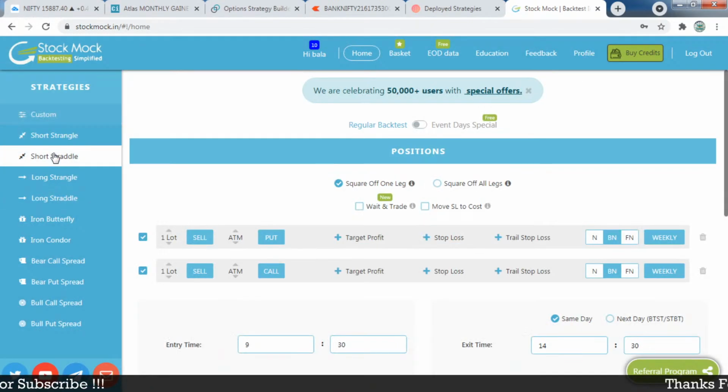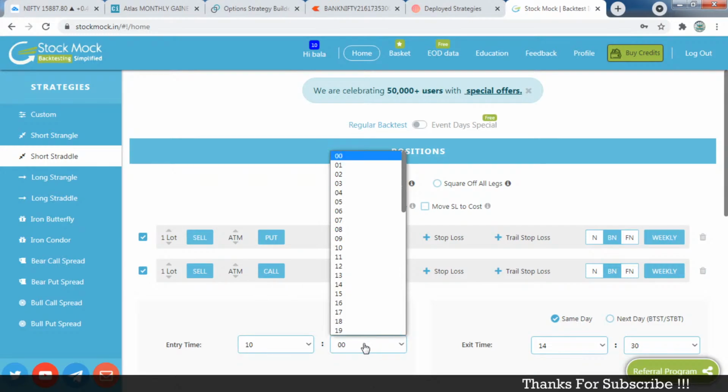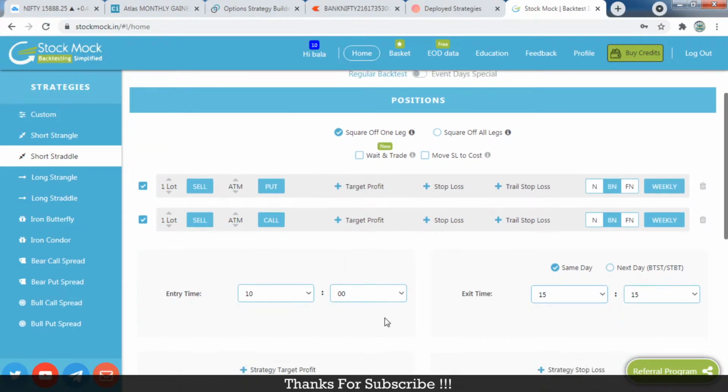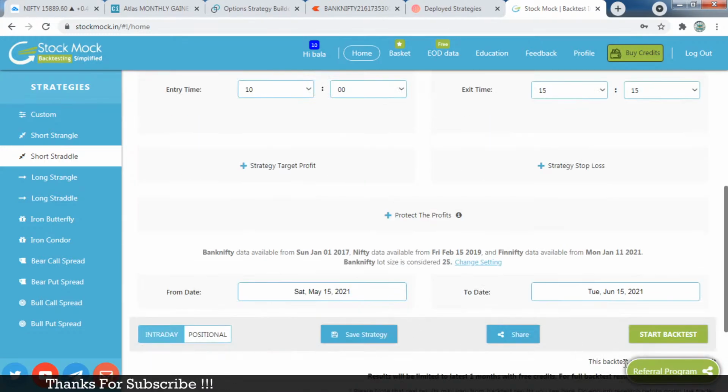Short straddle. So we are selling an ATM put option around 10 o'clock, and 15 is the exit, and I was just selling that option. There is only the time criteria. I'm not doing anything, not putting any stop loss, not putting any target. Let's do the backtest of the last 1 month. What would be the result?